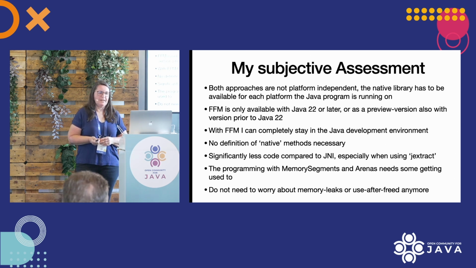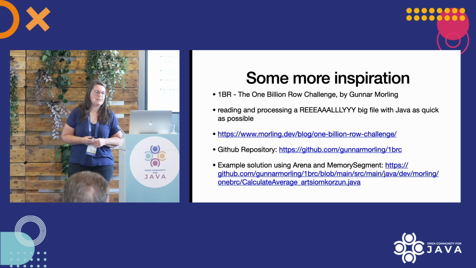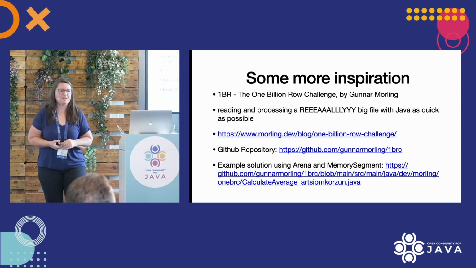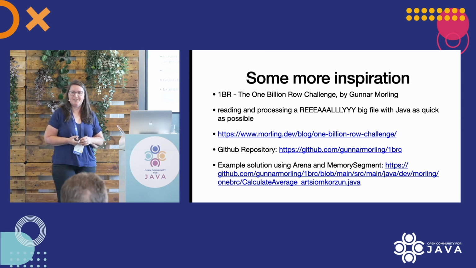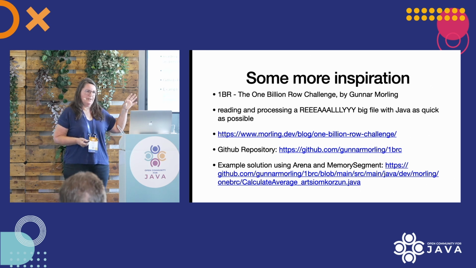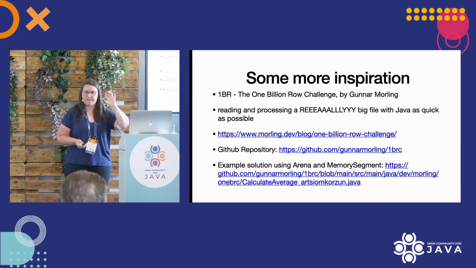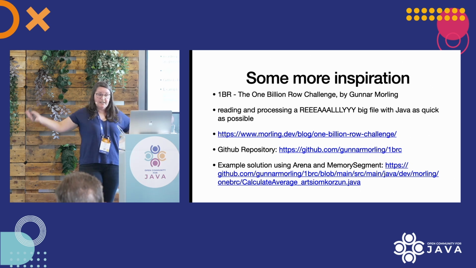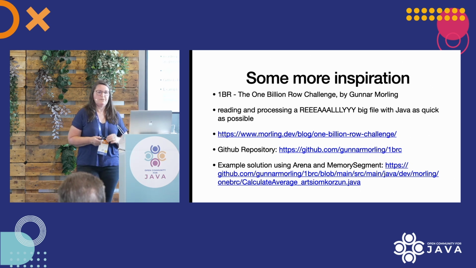Okay. Maybe some inspiration. Have you heard about the 1 billion row challenge, which was done at the beginning of the year? I said that off-heap memory was only possible up to 2 gigabytes, I think. And the challenge was to read in a really, really big file with 1 billion rows, and quickly process it in Java.